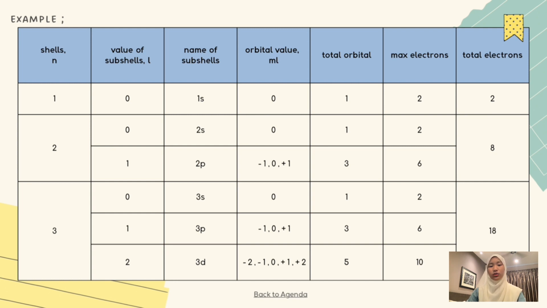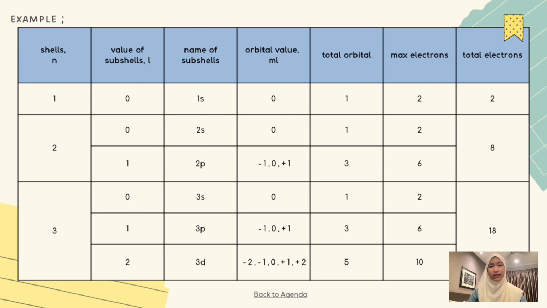Next, if n equals 2, the second shell, it has 2 subshells, so the values of the subshells are 0 and 1. 0 represents s and 1 represents p, so 2s and 2p. For 0, the orbital value is 0, and for 1 it starts from negative 1, 0, and positive 1. The first has 1 orbital, so it can fit 2 electrons. The second has 3 orbitals because negative 1 is 1, 0 is 1, and positive 1 is 1. In 3 orbitals, we can fit 2 electrons in each, so 2, 2, and 2, which is 6 electrons. So the total electrons in the second shell is 8.